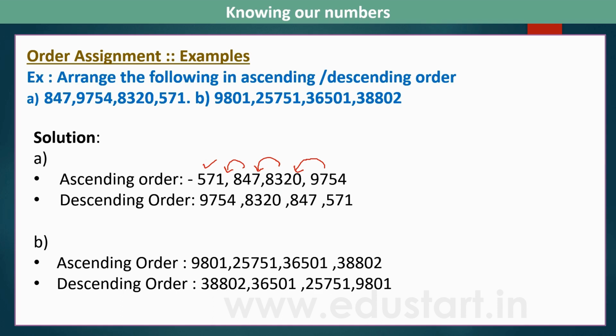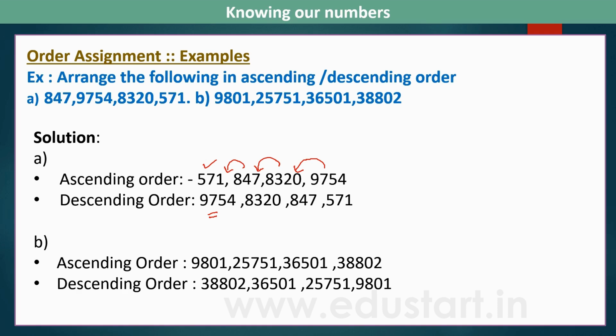If we are going to write in the descending order, it is exactly the opposite of what we have written in the ascending order. The biggest number should come first. So 9754, 8320, 847 and 571. This is the sequence. This is clear?